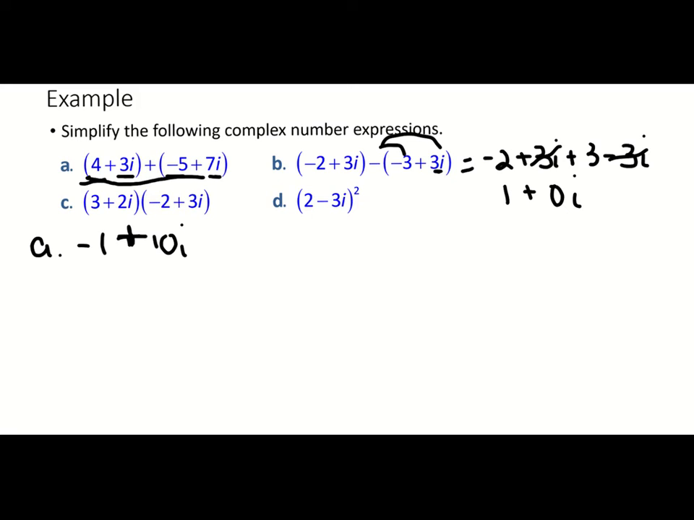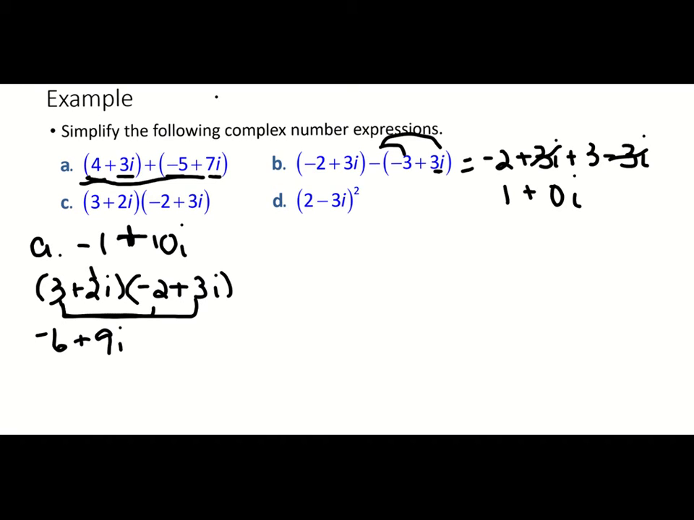All right, for C, it's multiplication, so we are going to FOIL. So we have 3 plus 2i times -2 plus 3i. So when we multiply here, 3 times -2 will give me a -6. And then we'll do 3 times 3i. And you would just multiply it like you're multiplying terms. So it's going to become plus 9i.